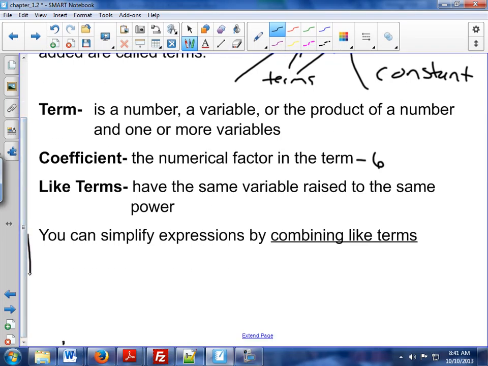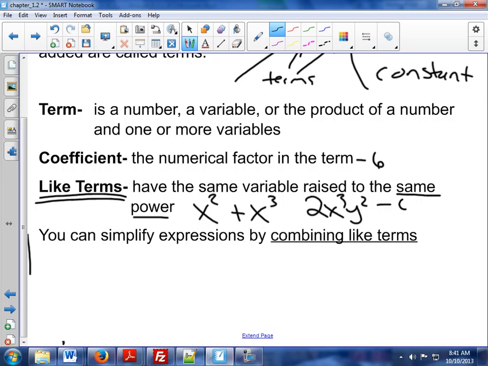Here's the key. Like terms have the same variable raised to the same power. Have to be the same power. X squared plus x cubed. Are those like terms? No. They have to have the same power. So 2x cubed y squared minus 4x cubed y squared. Are those like terms? Yeah, they have the same power. What would the answer to this be? If you have 2 plus negative 4, that would be negative 2x cubed y squared.